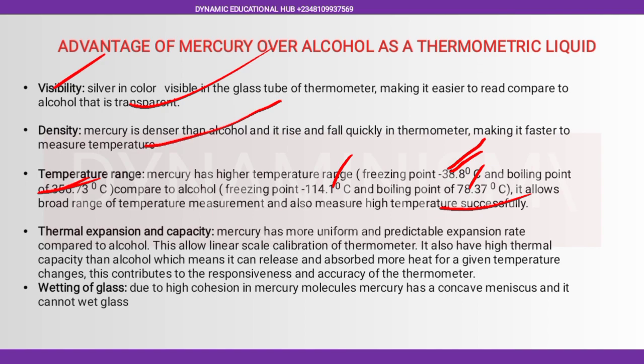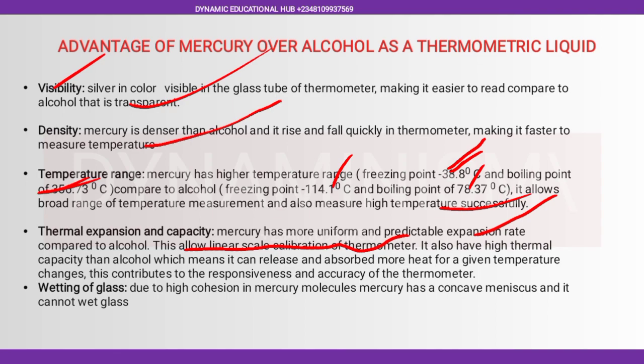Now the next one is thermal expansion and capacity. Mercury has a more uniform and predictable expansion rate. Don't forget that mercury is a metal. So that is why it has what? A predictable expansion rate. And this allows linear scale calibration of the thermometer. If you are talking about linear scale calibration, it means that as temperature is increasing, the expansion is also increasing. And if you plot the graph of the expansion, you get a straight line graph. So you get a linear scale calibration, and that is very important if you are having a measuring instrument.